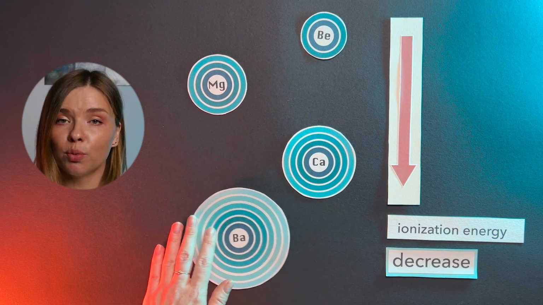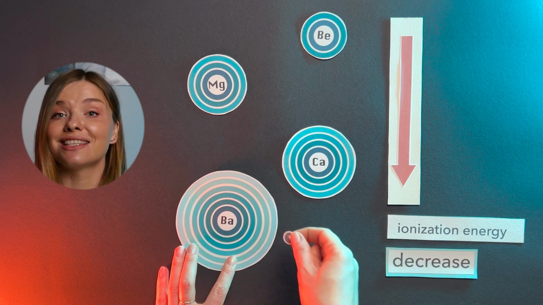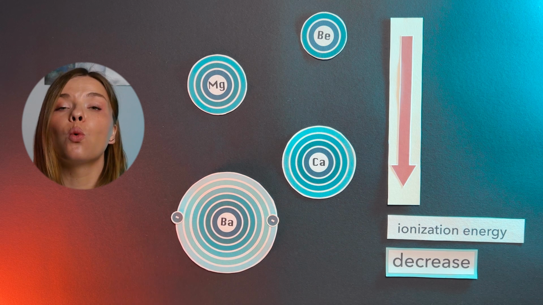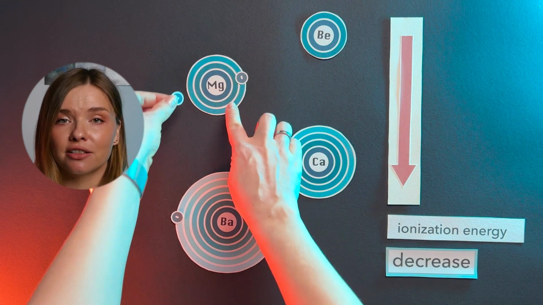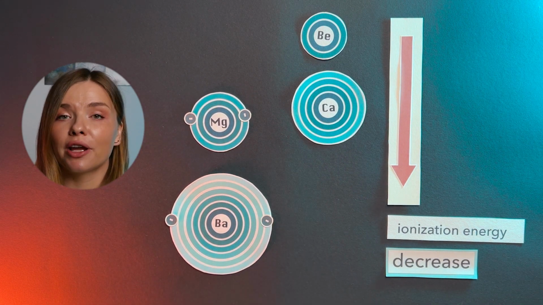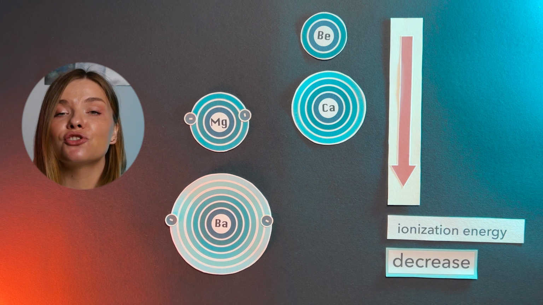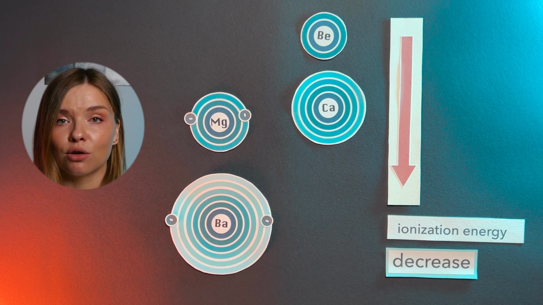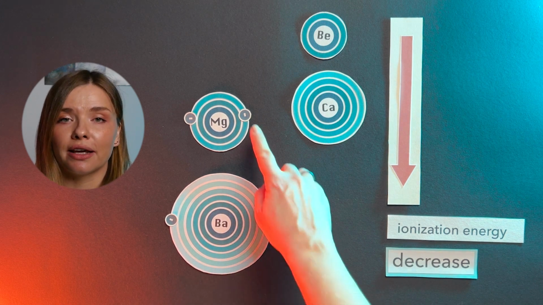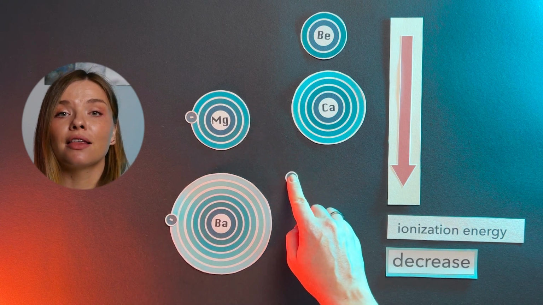They are in the same group, each with 2 electrons in the outer level. However, barium has a larger radius, so its valence electrons are less attracted to the nucleus. Although the charge of barium's nucleus is also greater than that of magnesium, its positive charge is shielded by layers of electrons. Therefore, it's still easier to remove the outer electron from a barium atom than from a magnesium atom.